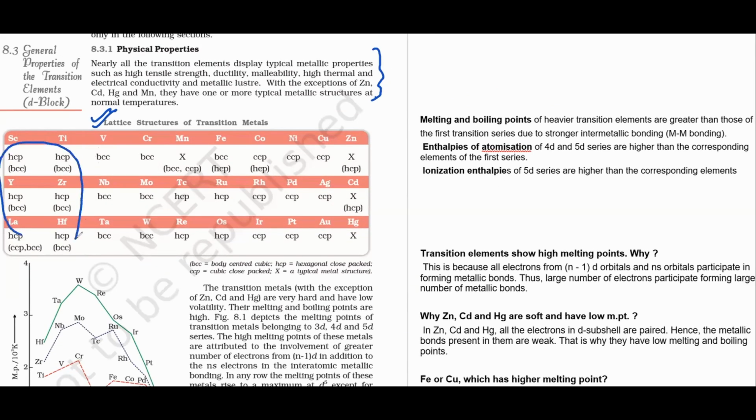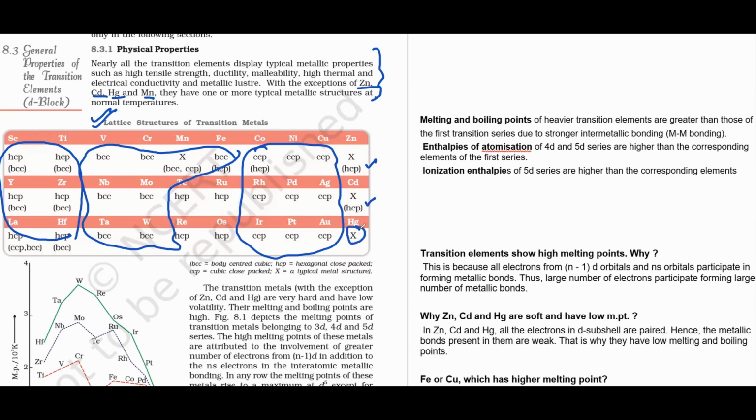Most of the metals on this side are HCP. And then in between, we have more of BCC. And on this side again we have more of CCP. And finally zinc, cadmium, mercury and manganese have one or more typical metallic structures at normal temperatures. So zinc and cadmium have HCP. Mercury is a liquid, so there's no solid metallic structure.